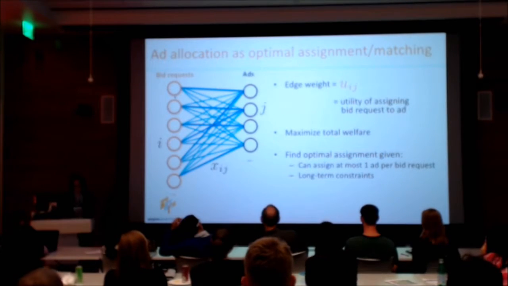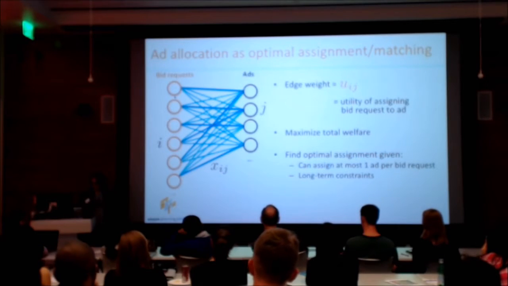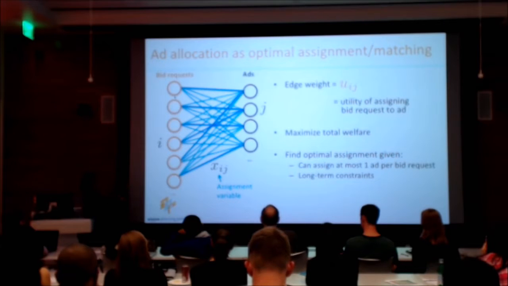So the way we're going to think about this problem is to introduce what we're going to call assignment variables. Those are x's. They're just binary, 0 or 1. They're 1 if I show an ad for a bid request, and 0 otherwise.